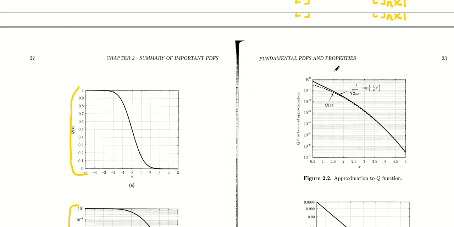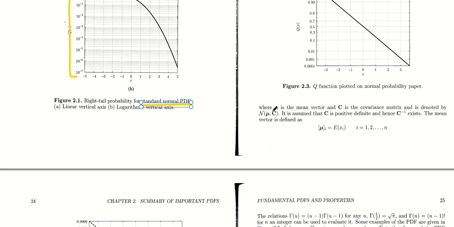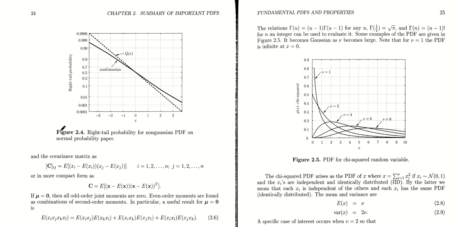Okay, so let's continue the statement. Continue from this equation where mu is the mean, C is the covariance matrix, and it's denoted by mu, C. It's assumed that C is positive definite, and C inverse exists, and the mean vector is defined as this. Notice that this C is in fact a covariance matrix, N by N. So notice the dimension. And let's look at the figure again.